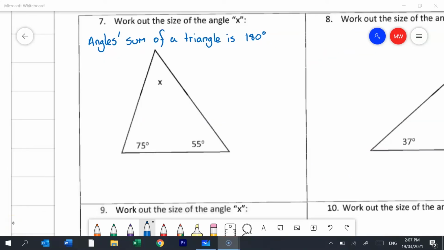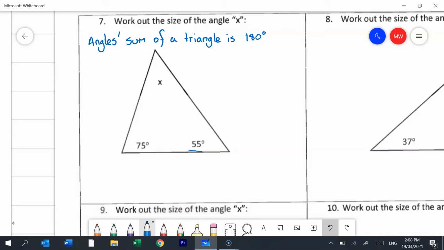Question 7 is exploring the angle sum of a triangle rule. So the angle sum of a triangle is 180 degrees. What that means is if you add the three angles in any triangle up, they will be 180 degrees. So if you know what two of the angles are, you can find the unknown one. The easy way to do this particular question is just to get your calculator and type in 180 minus 55 minus 75 equals, and that will tell you what x is.